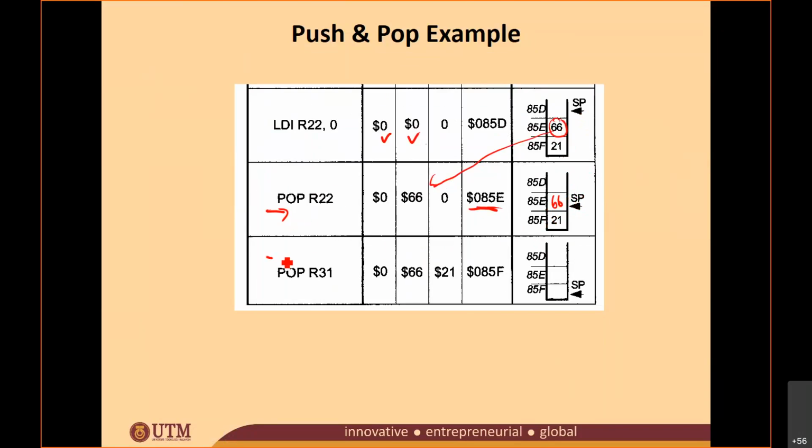Okay, then you pop another one, pop R31. So what happened is you take the value from the stack, which is 21, and then put it to your R31, and at the same time, your stack pointer is incremented by 1. So the current value of your stack pointer is 085F. So by right, 66 and 21 are still there at this address. Okay, so this is how the push and pop instructions work and how to initialize the stack pointer.